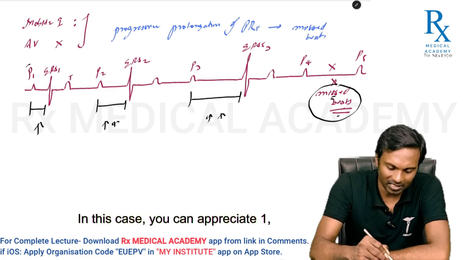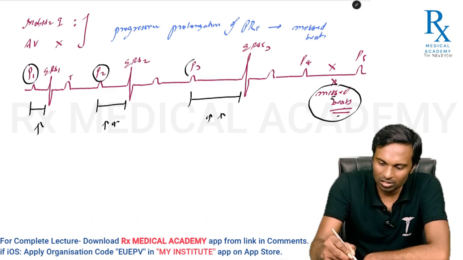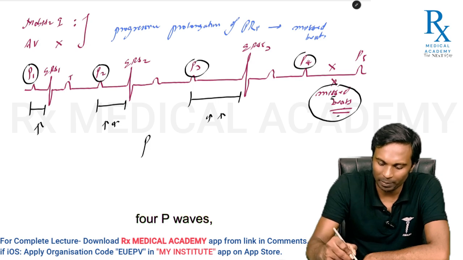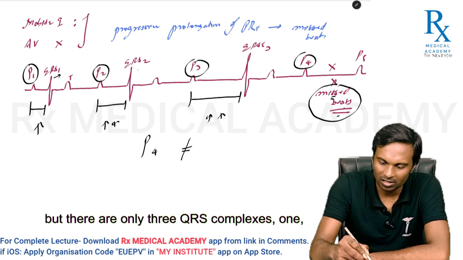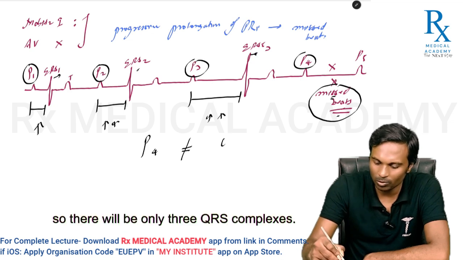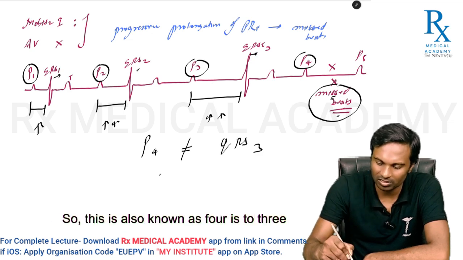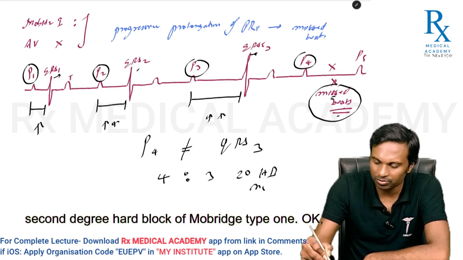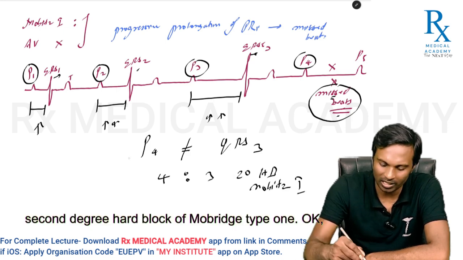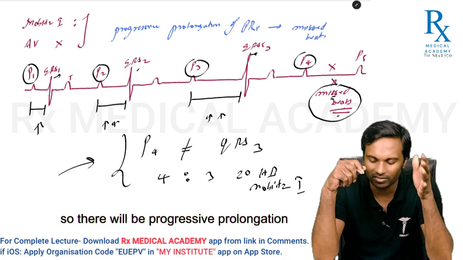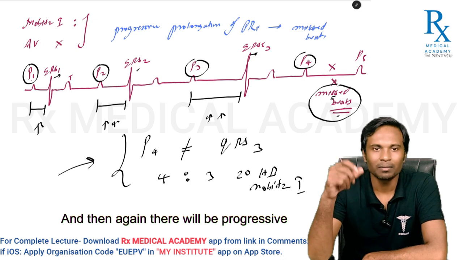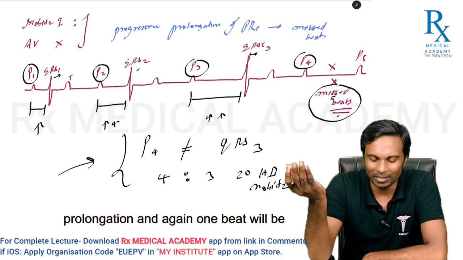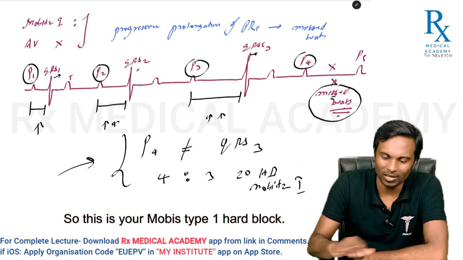In this case, you can appreciate 1, 2, 3, 4. There are 4 P waves, but there are only 3 QRS complexes, 1, 2, and 3. So there will be only 3 QRS complexes. So this is also known as 4:3 second degree heart block of Mobitz type 1. Okay. So there will be progressive prolongation of PR intervals until one beat is missed, and then again there will be progressive prolongation and again one beat will be missed. So this is your Mobitz type 1 heart block.